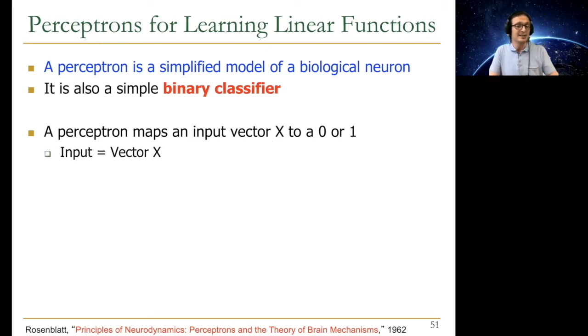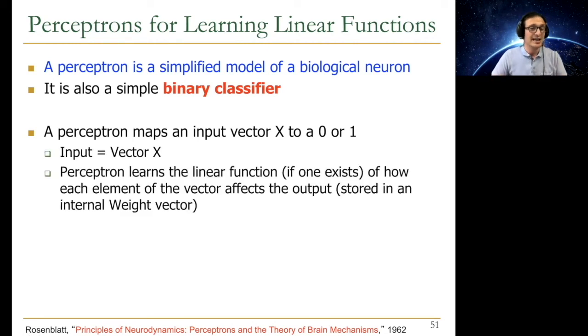Well, how do you do that? You have a vector X, and you can learn the linear function, assuming a linear function exists, of how each element of the vector affects the output, the classification output, 0 or 1, stored in an internal weight vector. There's an internal weight that you assign for each input, and you multiply the input values with the weight, and then you basically decide whether the outcome is a 0 or 1.